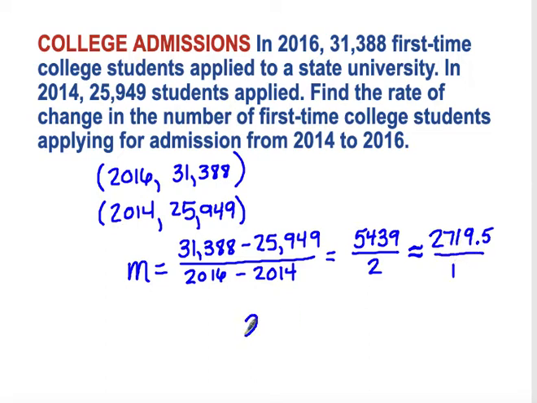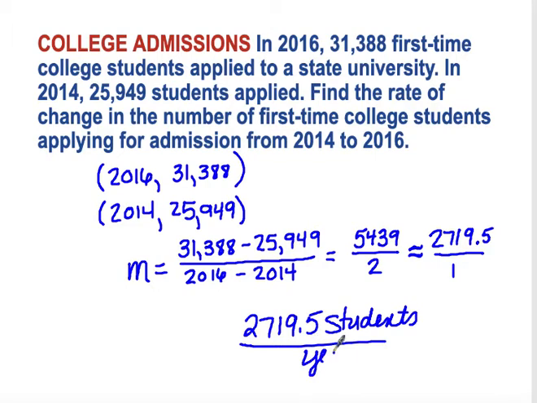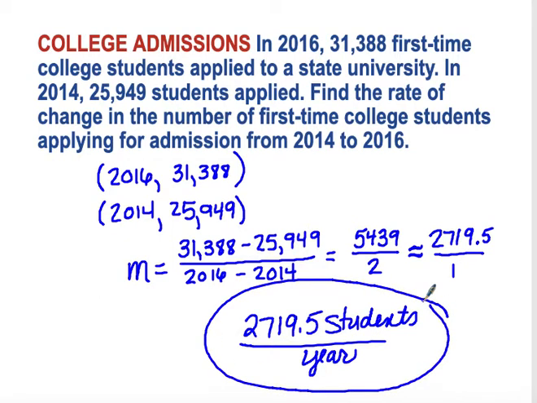So our rate of change means that I have 2,719.5 students per year. So you can see the comparison of two different quantities. Our quantities here would be comparing students and years together to find our rate of change.